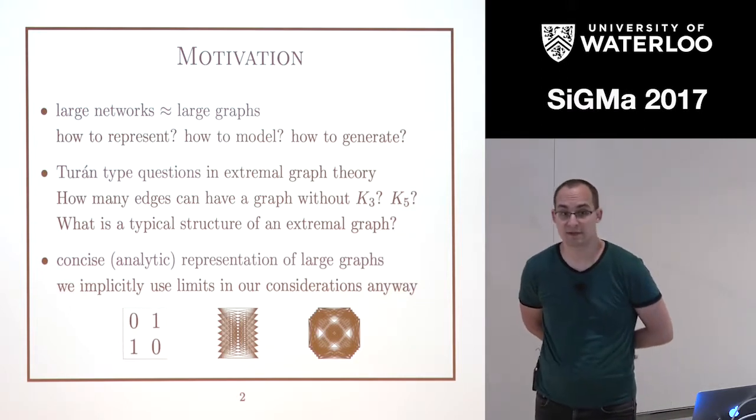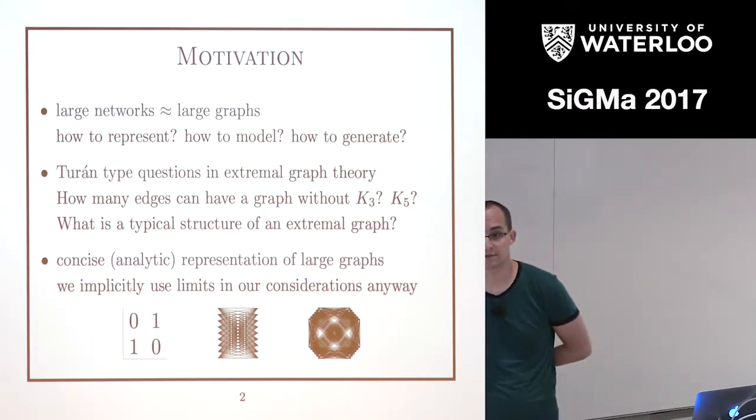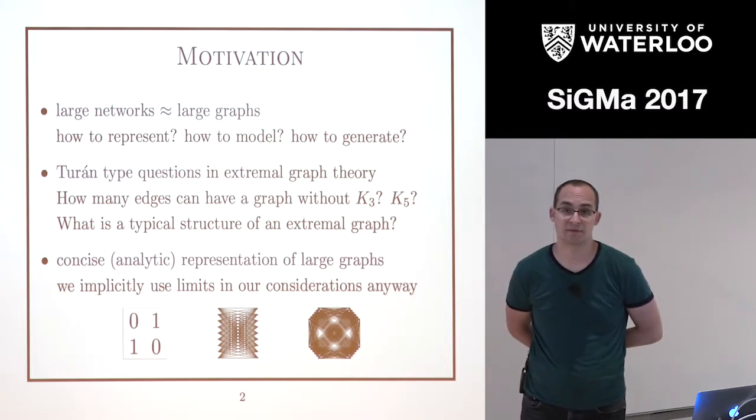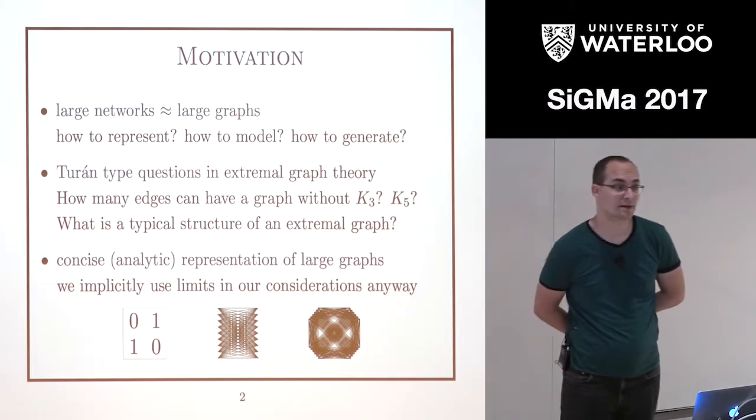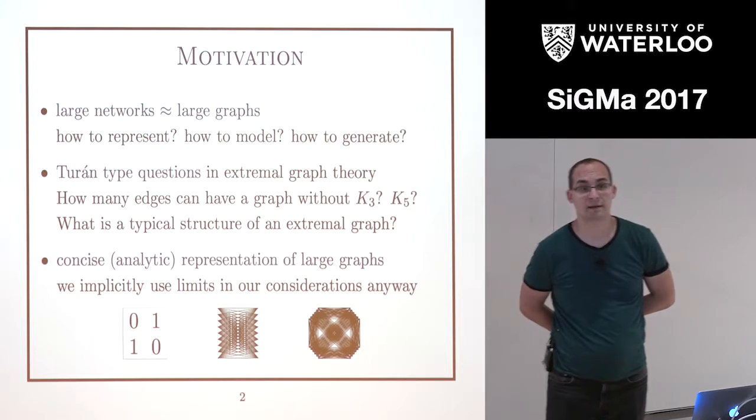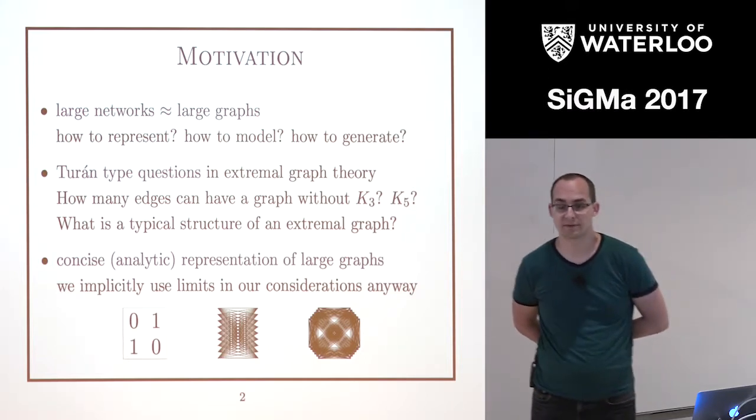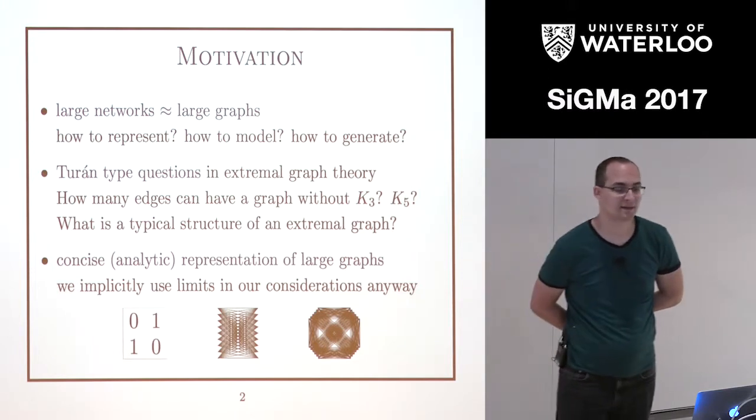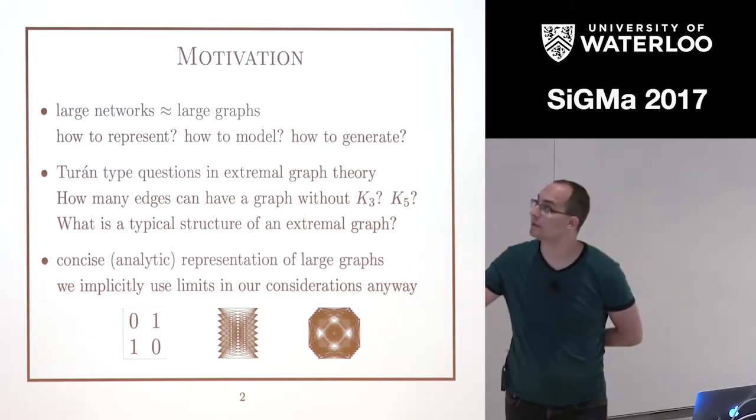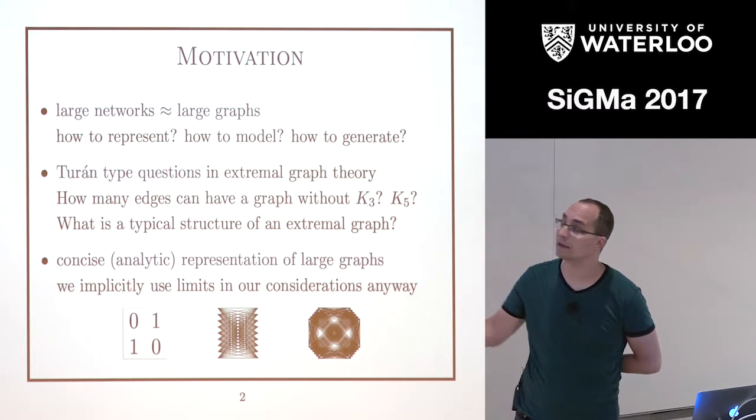One of the most classical theorems in extremal combinatorics is the theorem of Turán, that says that if you want to maximize the number of edges in your graph without creating a triangle, then the best you can do is split your vertices into two equal parts. In case of an odd number of vertices, one part has one more vertex, and you put all the edges between. So basically, you take the complete bipartite graph.